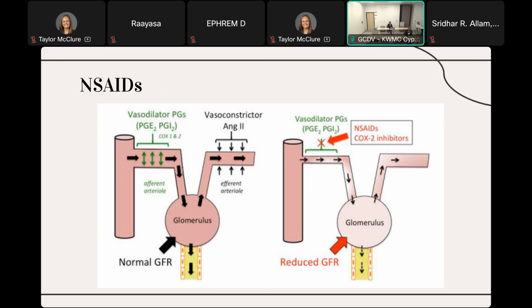Now, thinking about this, it is purely hemodynamic, right? If you gave somebody NSAIDs, okay, their GFR reduced, so what? Where's the rest of the damage? Because we see a lot more problems from NSAIDs rather than just a hemodynamic change that sounds reversible.